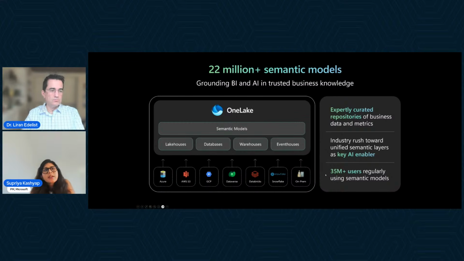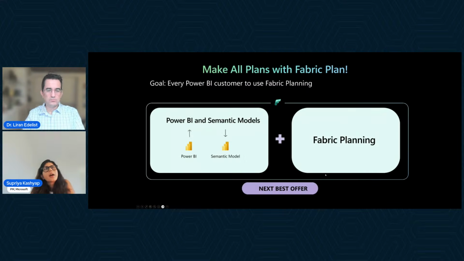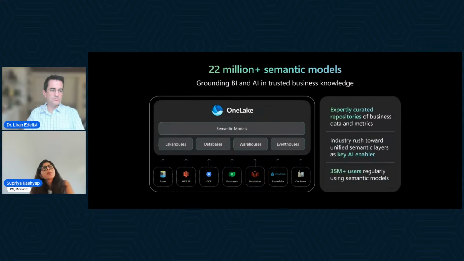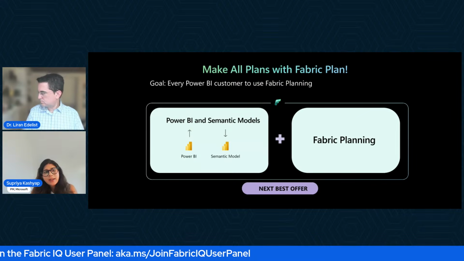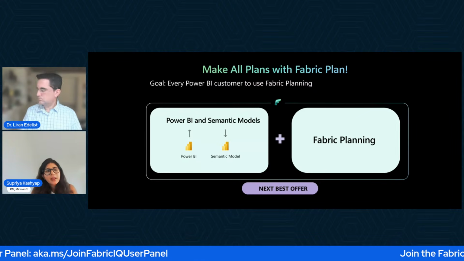Now, one concern that we have heard in the market is, before I actually move forward with a concern, the point that we are trying to double click here is every plan that you can make on top of semantic model is super easy to make with Fabric Planning, and that is our goal. We want you to start seeing Fabric Planning as an adjacent to Power BI and semantic model.